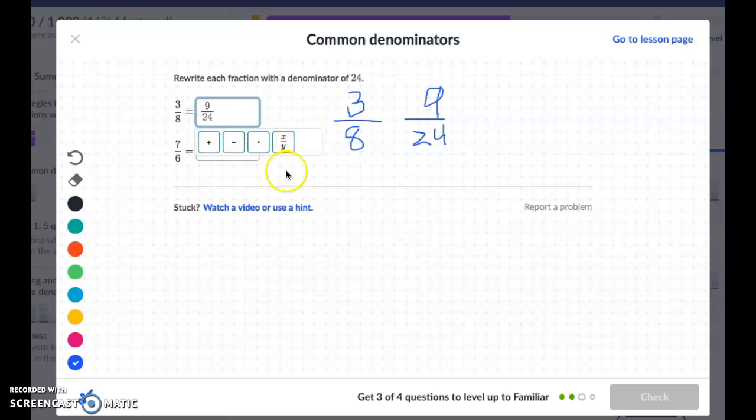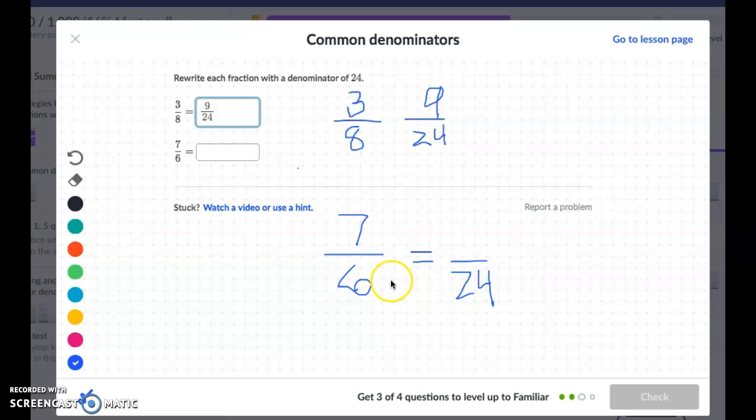So to make this as a fraction out of a denominator of 24, it would be 9/24. And then if I look at my 7/6, I'm going to, again, go ahead and rewrite it, 7/6. And I'm going to change my denominator into a 24. I know that 6 got a little bit crazy, didn't it? 6 times 4 is 24. So then I have to do the same thing to the top. 7 times 4 is 28.